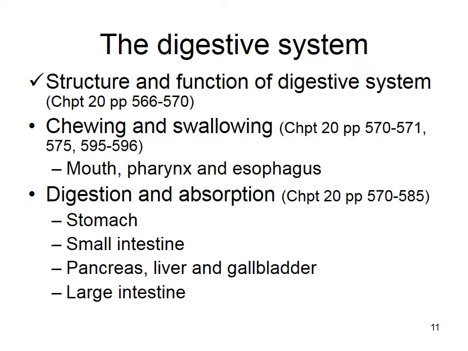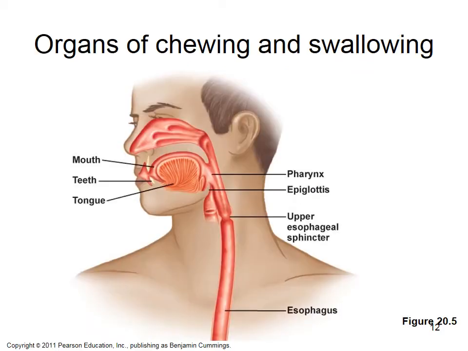Right, so let's talk about our mouths. So here we've got the organs of chewing and swallowing. So we've got the tongue, we've got the teeth, which are all present in your mouth. We've got the pharynx, which is the shared passageway for both the GI tract as well as the respiratory tract. What's being pointed out in this figure is also the epiglottis, which is going to cover the trachea when you swallow.